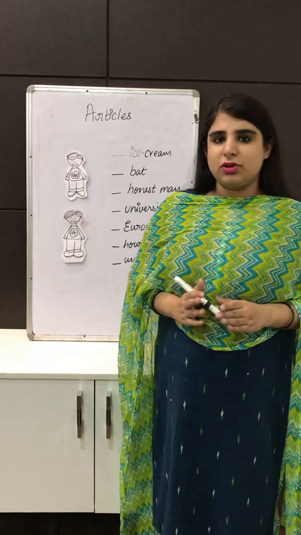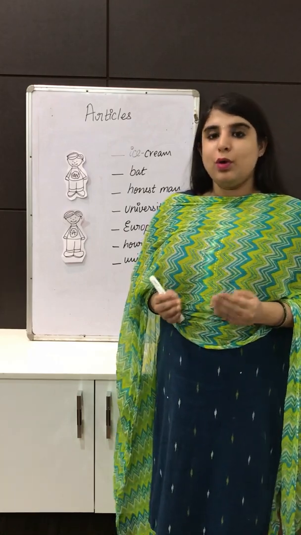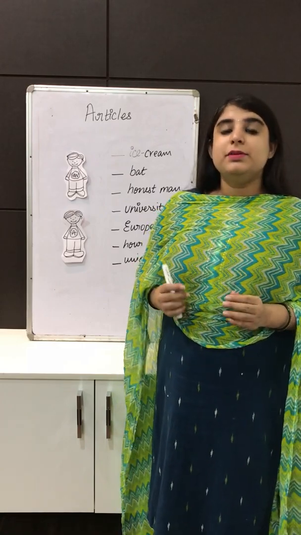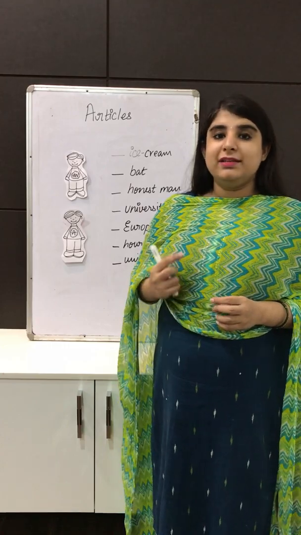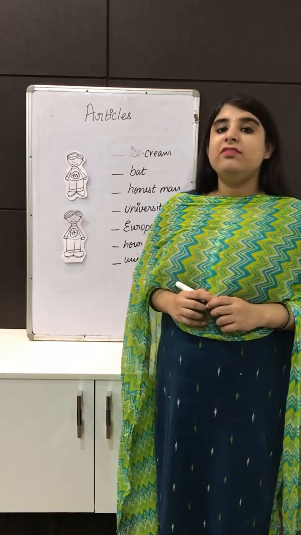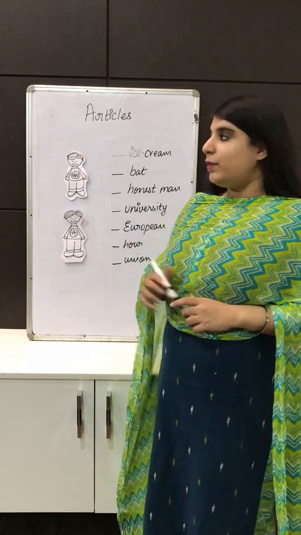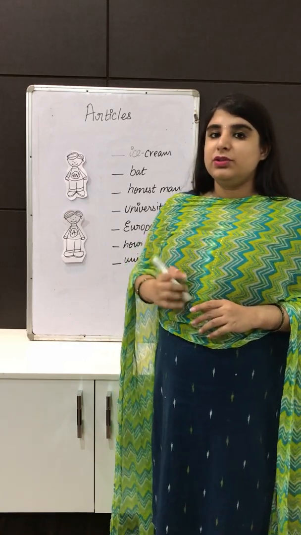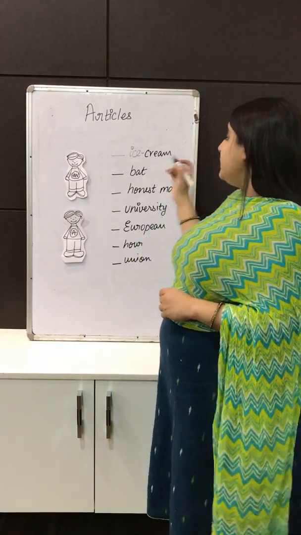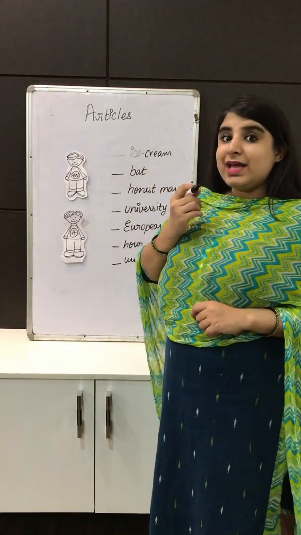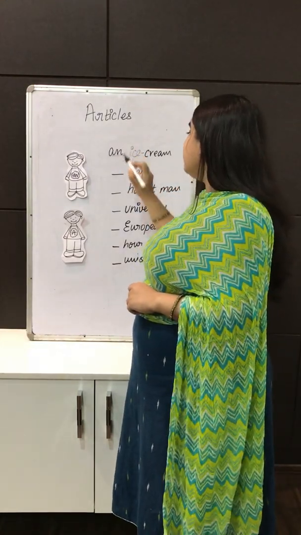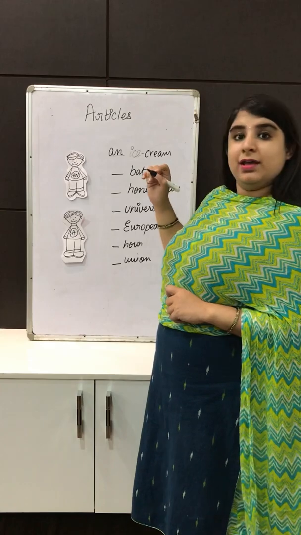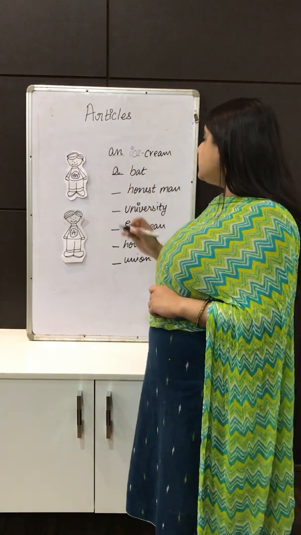Till now you have been taught that an is used with vowels and a is used with consonants, but that is not so. It is the beginning sound of the word that determines whether to use a or an. So when we do this exercise, we are just going to listen to the sound and then determine whether to use a or an. Like here, an ice cream. I sound is there, that is why an ice cream. Then bat. B sound is there, which is a consonant, that is why a bat.